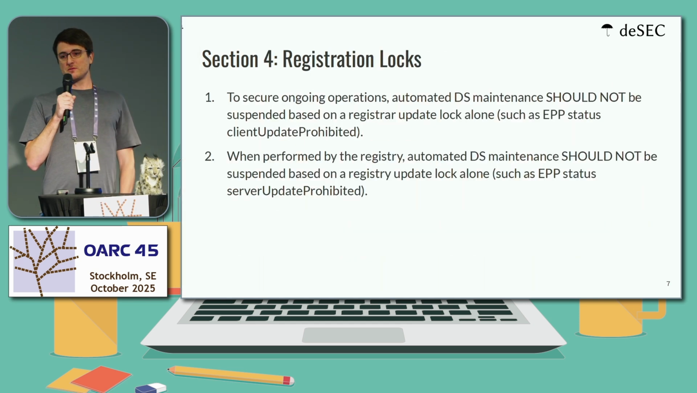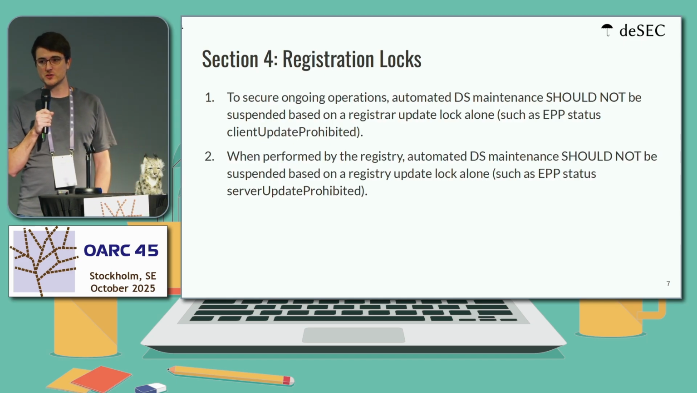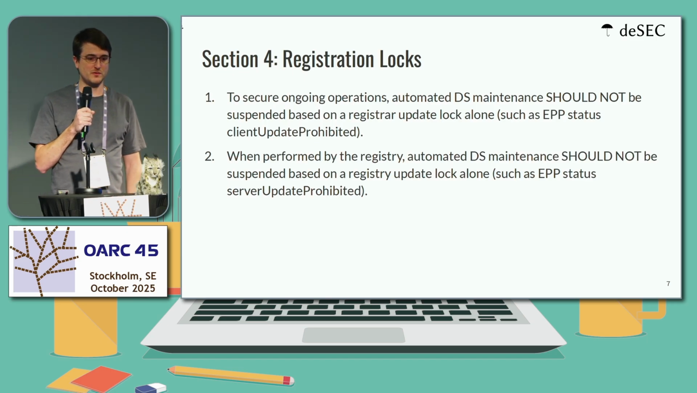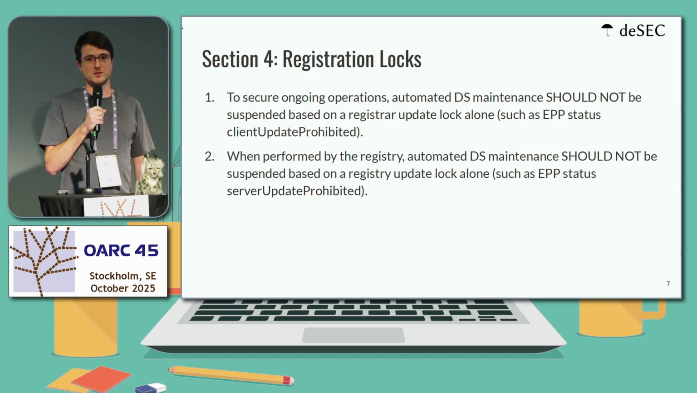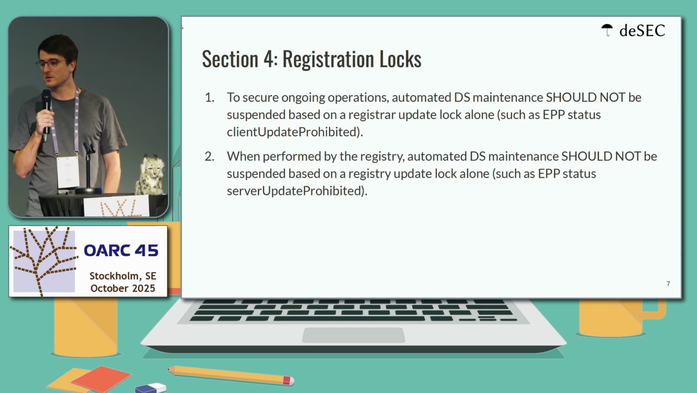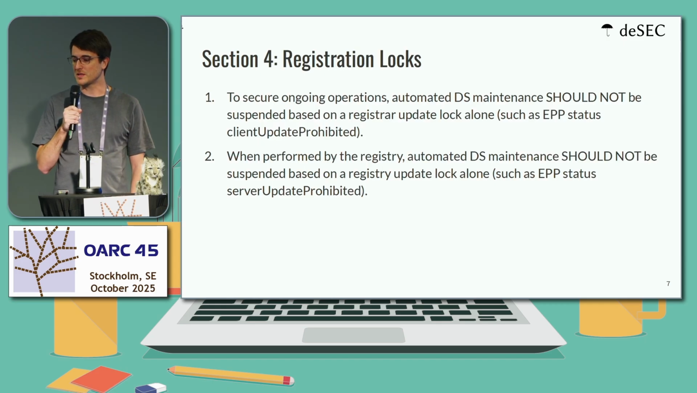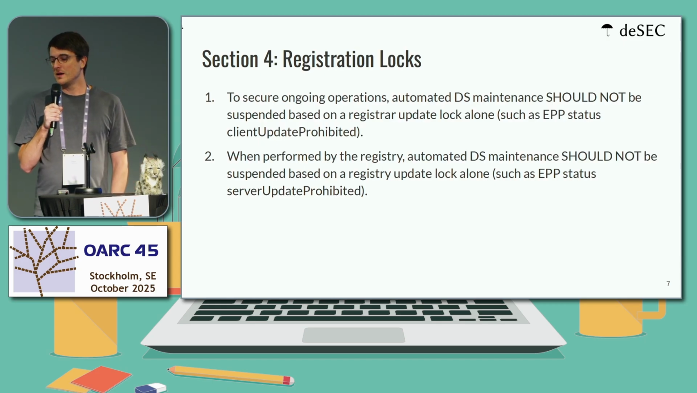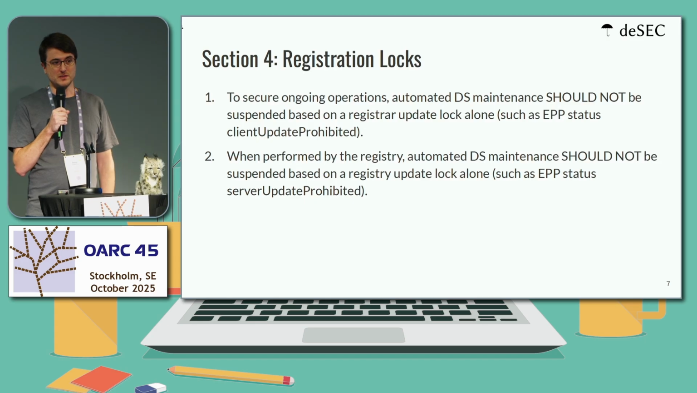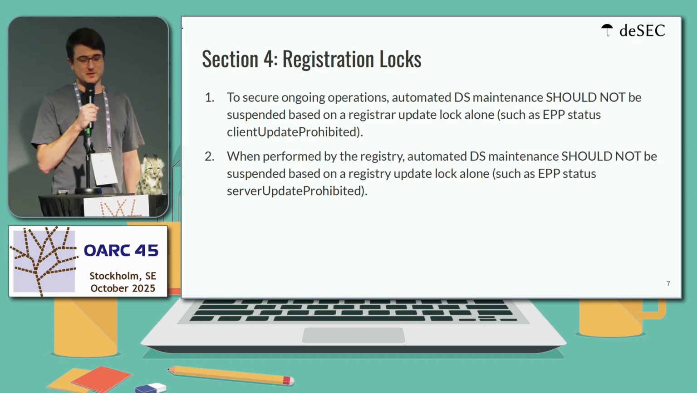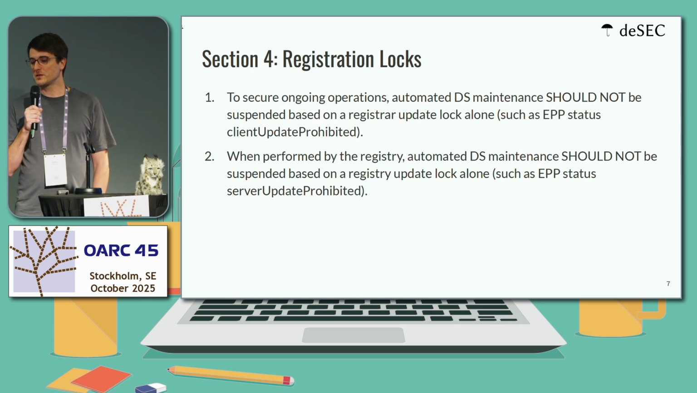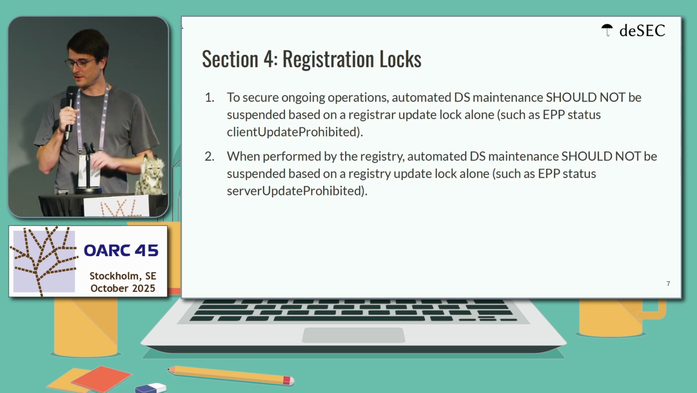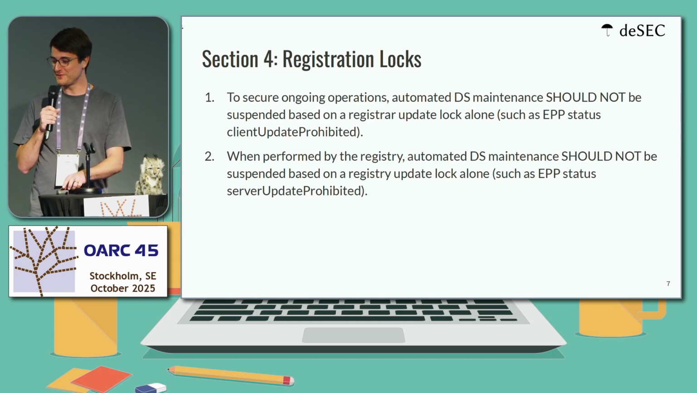Registration locks. Essentially, this says registration locks are meant to prevent malicious or accidental change. For example, if you set a serverUpdateProhibited EPP status, it essentially means that the registrar would have to do an out-of-band unlock if they want to change anything about, for example, the registrant or the name server set. Now, if the registry, however, does the DS automation, that is not an unintended or malicious change. It's actually an endorsed change because it's cryptographically authorized. And so these locks should not keep maintenance from happening. This actually had only green feedback yesterday.